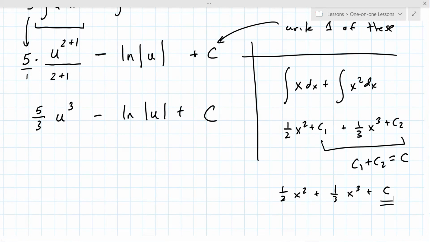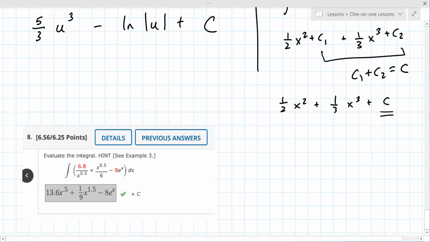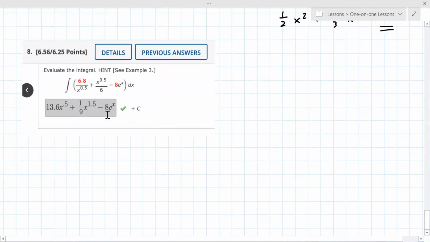All right, so let's do 8 next. Evaluate the integral. There's a lot here. To me, there's really 3 separate problems: this one I've circled, this one, and then this one. And as a new calculus student, you definitely want to write them out that way.